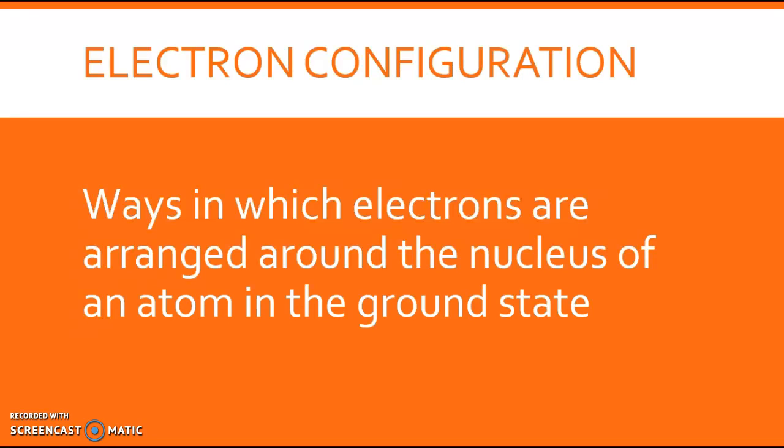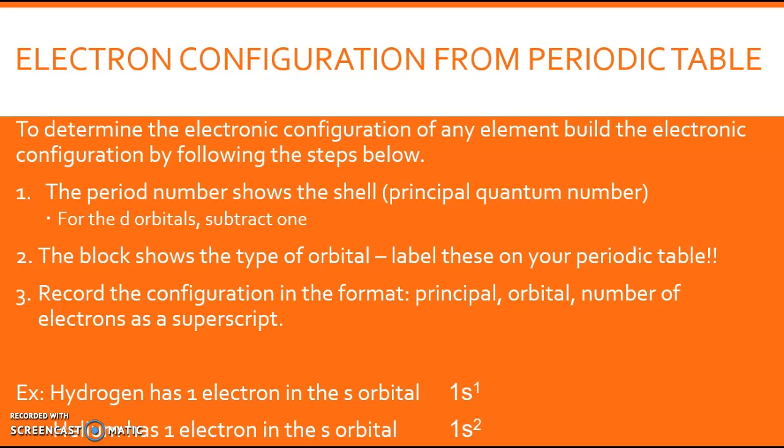For lesson 4 of our atomic theory and bonding unit, we're going to be talking about electron configurations and how you determine them with the periodic table as well as how you write them. So first off, the electron configuration is the way in which electrons are arranged around the nucleus of the atom in the ground state. Now the periodic table is the easiest way to figure it out, okay?